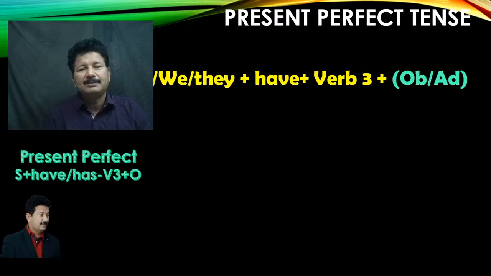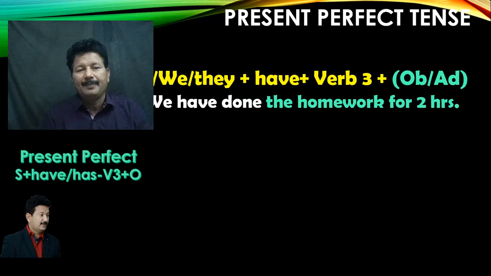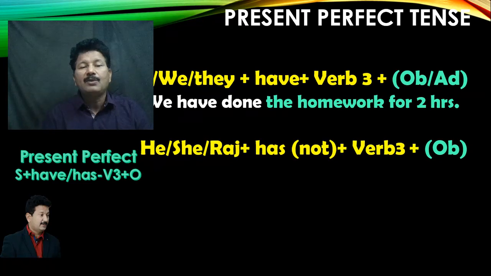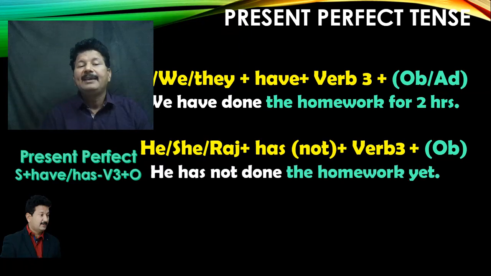Now let's look at the basic idea. Like with I, we, they, we use have plus V3, and the example is we have done the homework for 2 hours. So now the other one is he, she, Raj plus has not or has plus V3. So here we say he has not done the homework yet. The key indicator is yet here.